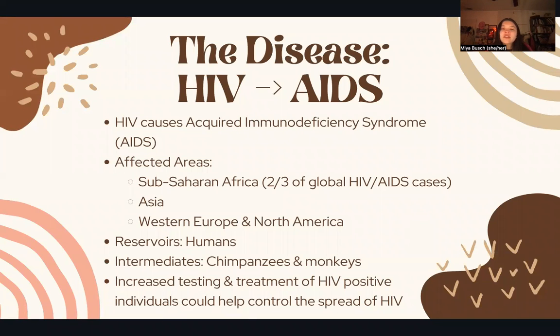And then HIV causes acquired immunodeficiency syndrome, otherwise known as AIDS. And then the most affected areas are sub-Saharan Africa, which makes up 2/3 of the global HIV/AIDS cases, and then Asia, Western Europe, and then North America. So the major reservoir is humans, and then the intermediates are chimpanzees and monkeys. And then through increased testing and treatment of HIV positive individuals, this could help control the spread of HIV.